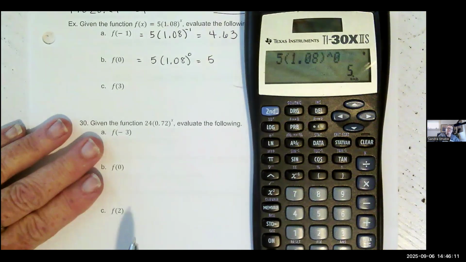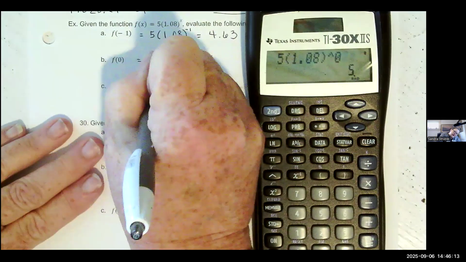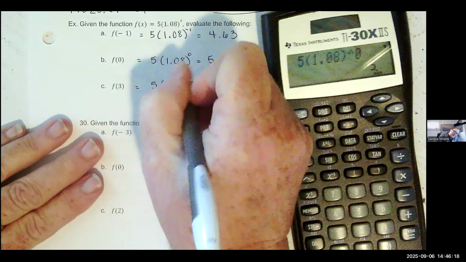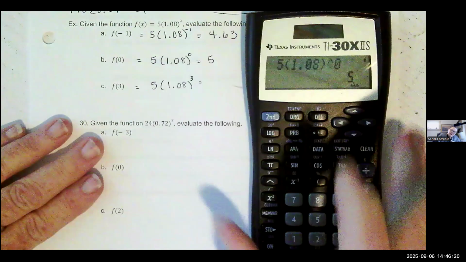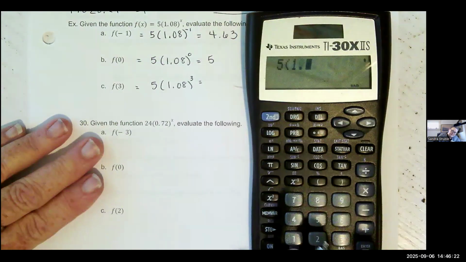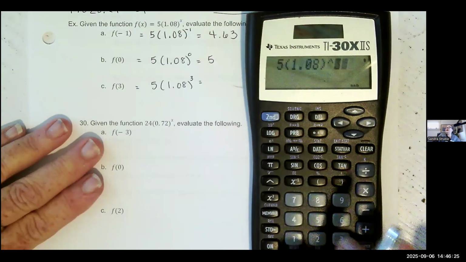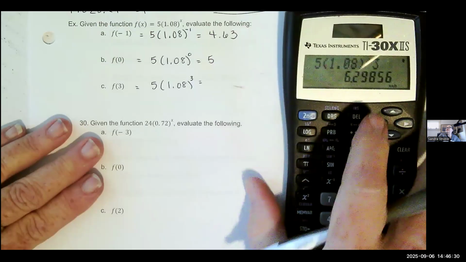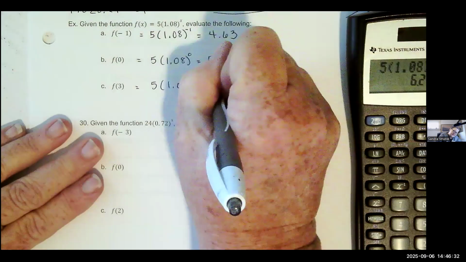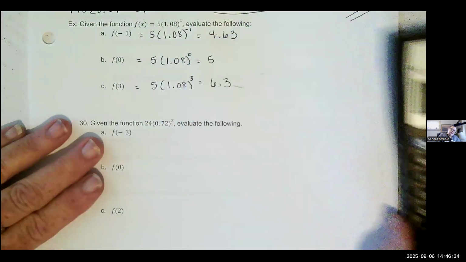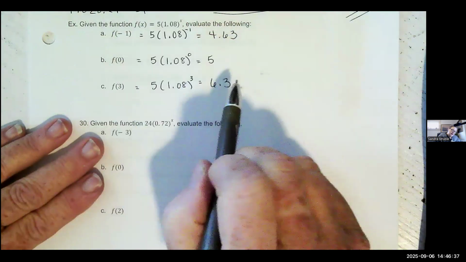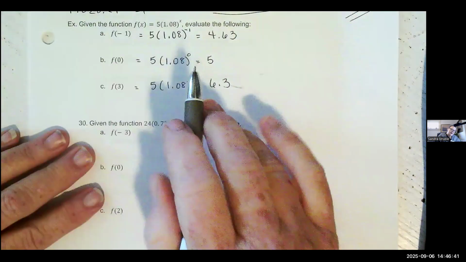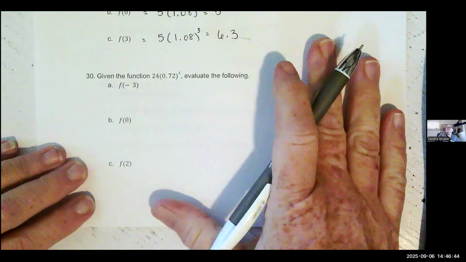Okay. Same thing. Now we're going to use 3. 5, 1.08. All we're doing is substituting where the x is. We're putting 3. Put that in your calculator. And it's 6.29856. So I'm going to use 6.3 because that's what that's going to round to. All right. Did you notice that? If there's any questions on how to handle that, please let me know. Okay, those were kind of fun.